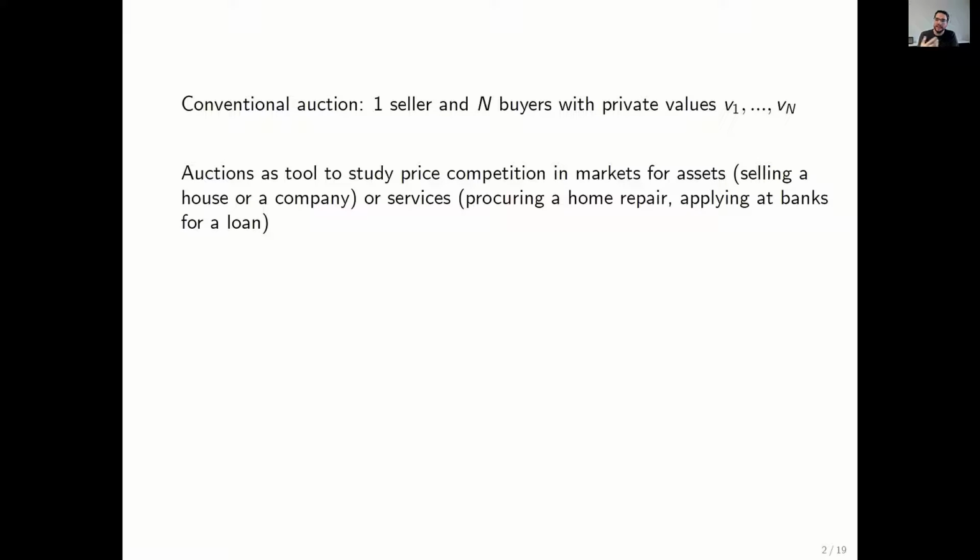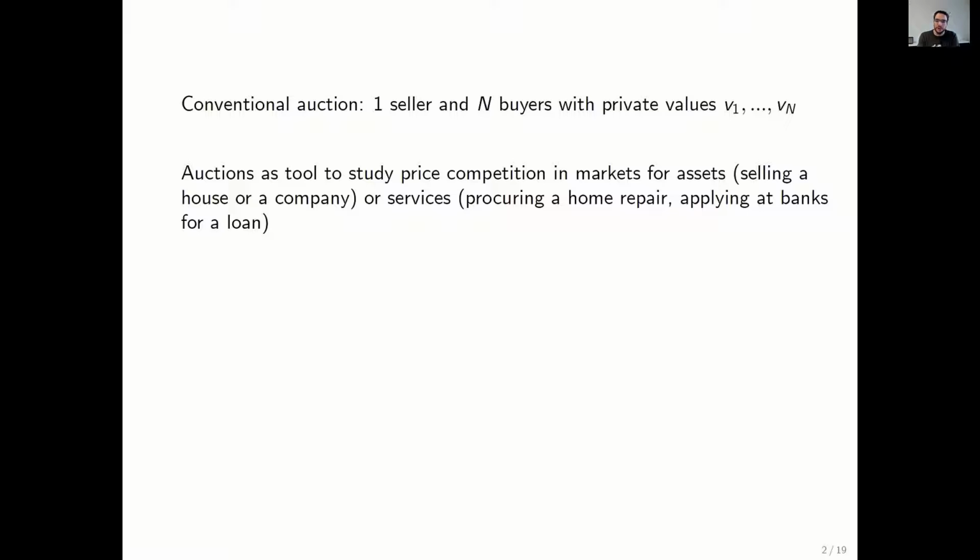This is not a formal auction maybe, but it still has some features that it shares with an auction. There's some form of price competition, there's a limited number of bidders, and there's private information on the side of the bidders. So we may use auctions as a theory to ask ourselves: how does price competition work? Is it efficient? How do markets deal with private information?